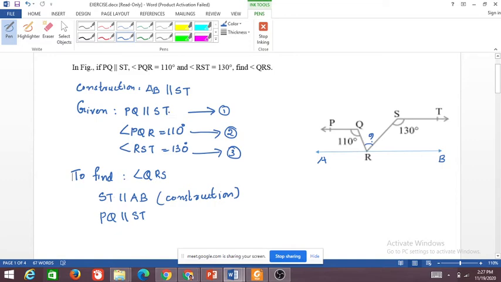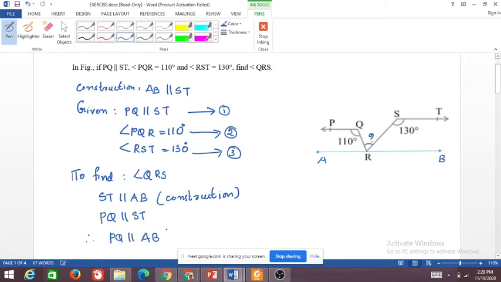That is a given thing, and we drew a line AB which is parallel to ST. So now AB is parallel to ST, and PQ is parallel to ST. So from the theorem which states that any line which is parallel to any two lines will be parallel to each other, right? We have a theorem like that. Yes, ma'am. So by that theorem, we can say that PQ and AB will also be parallel. Therefore, PQ is parallel to AB by the theorem.